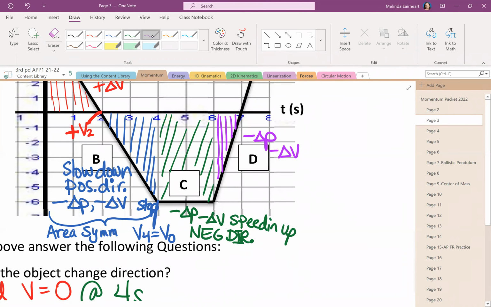In D, purple, we still have a negative force. It's just not constant. So it's still pulling us to the left, just not as much. So let me ask again, what's the object doing in D? We're still speeding up, not as much as C, but still speeding up a little bit. What direction are we moving? Negative. We're still moving in the negative.